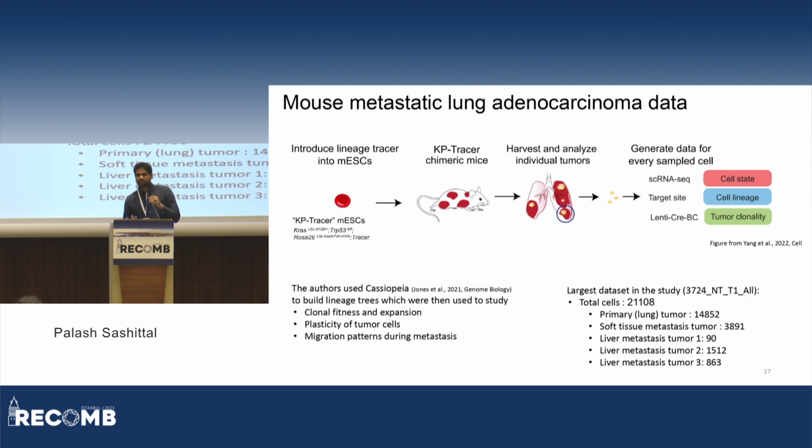In this study, the authors used Cassiopeia to build lineage trees. And then these lineage trees were used for several downstream analyses, such as investigating the fitness of the tumor clones, the plasticity of tumor cells, and migration patterns that happen during metastasis. So the accuracy of these downstream analyses hinges on the accuracy of the lineage trees inferred by Cassiopeia. So we look at the largest dataset from this study that has more than 21,000 cells across the primary tumor and the metastatic tumors.